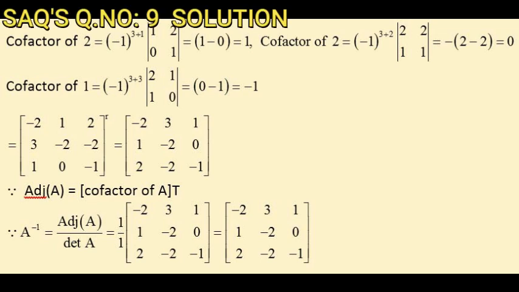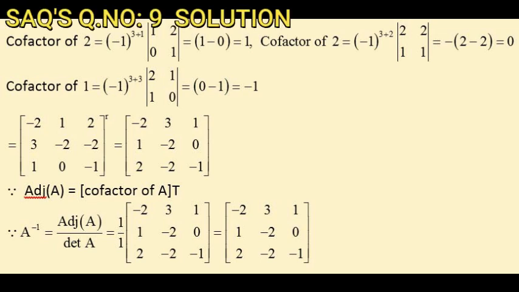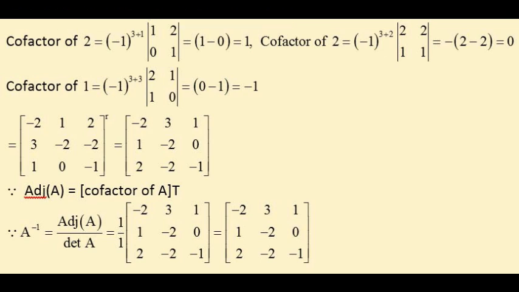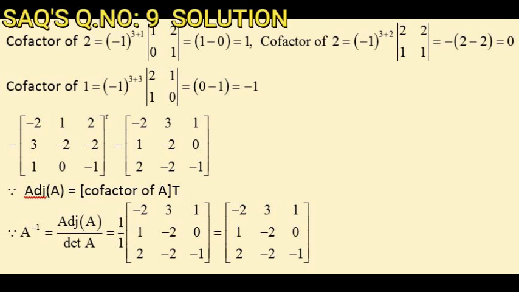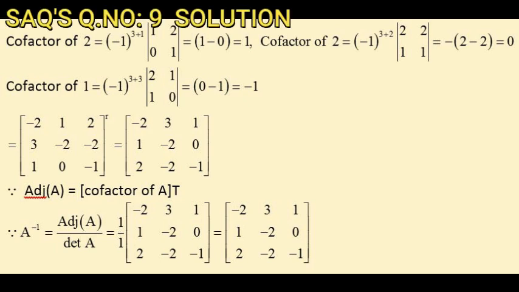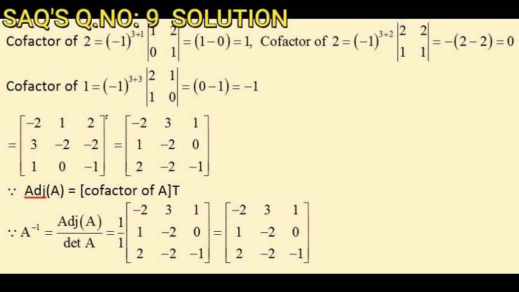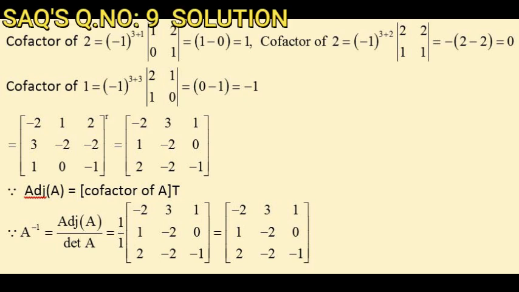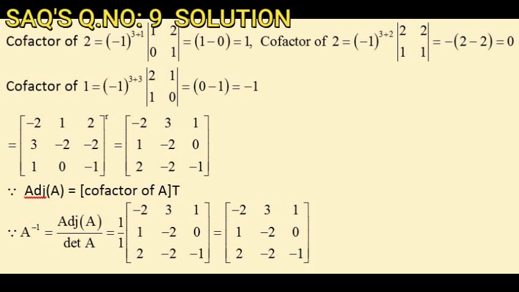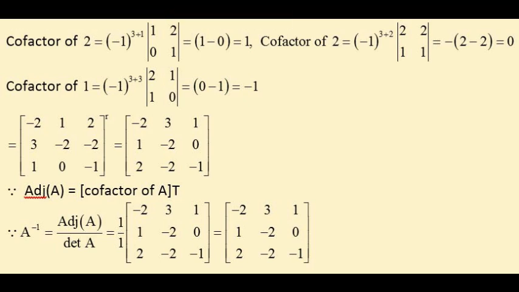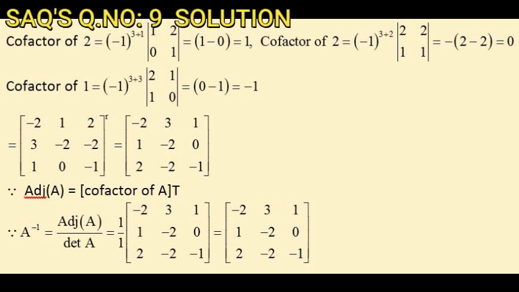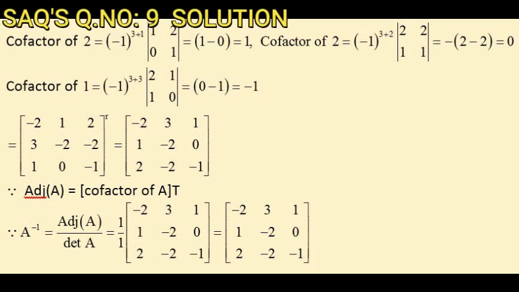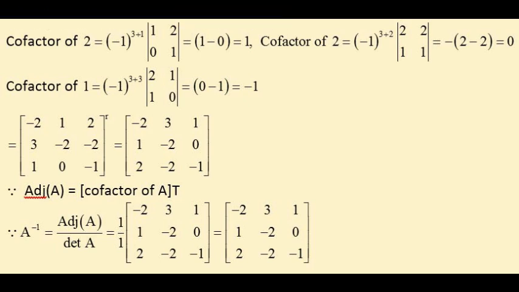Now we find the adjoint. Adjoint A is equal to the transpose of the cofactor matrix. Okay. Transpose means interchanging the rows into columns. Then we get minus 2, 3, 1; 1, minus 2, 0; 2, minus 2, minus 1, which is equal to adjoint A. Now A inverse is equal to adjoint A by det A. Here det A, finding the determinant of the 3 by 3 matrix, we get 1, not equal to 0. Therefore, A inverse is equal to adjoint A by det A, which is the required value.